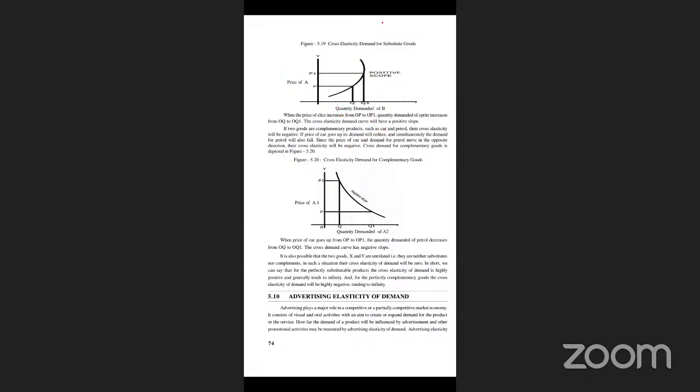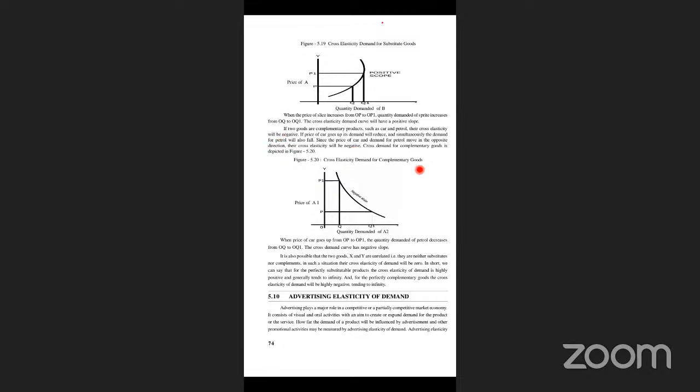This was the case of substitutes, where you can easily shift. But in the case of complementary products like car and petrol, the cross elasticity will be negative. If the price of the car is going up, the demand for petrol will also fall, because here the price of the car and the demand for petrol move in opposite directions, right? So the cross elasticity is supposed to be negative here.